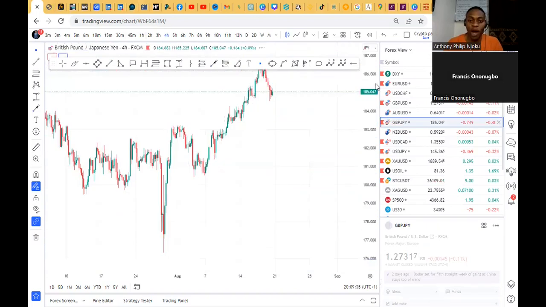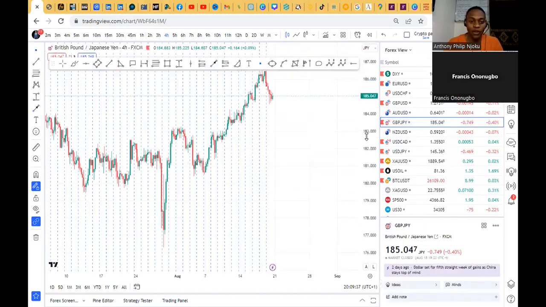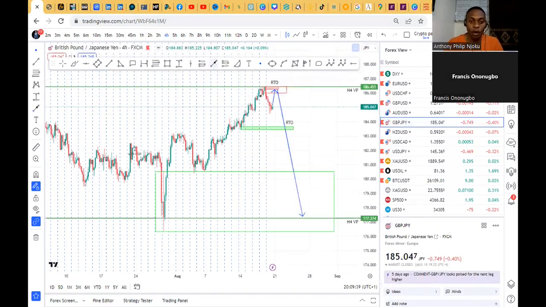Then GBPJPY, one of the popular pairs for the week. Like we all know, we told you guys we're expecting GBPJPY to go up to the psychological level of 185. And last week, GBPJPY went up to the psychological level of 185. It also extended its gain to about the psychological level of 186.42.